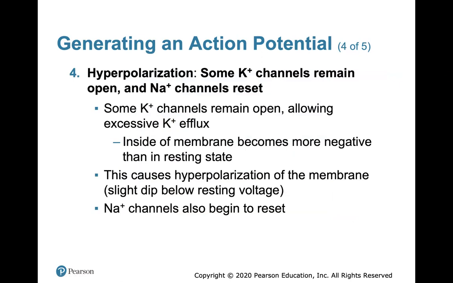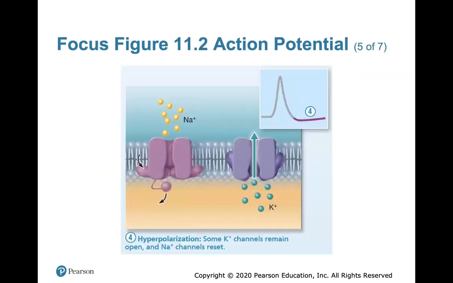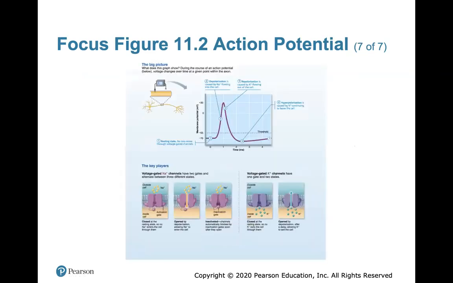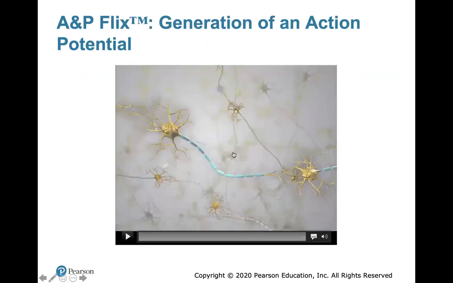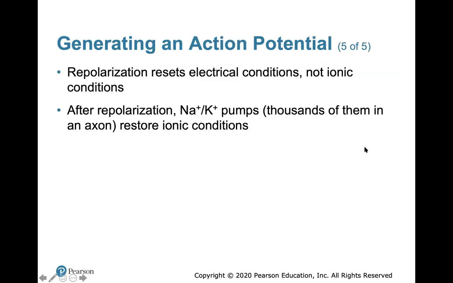Hyperpolarization is when some potassium channels remain open and sodium channels reset. So this allows some extra positively charged potassium to leave, which allows the inside of the membrane to become slightly more negative, and this causes hyperpolarization, which is a slight dip below the resting voltage. And that is shown here in number 4, the hyperpolarization stage. And these are all the stages at once that you guys can pause and look at on your own. And this is a great video of how an action potential is generated.